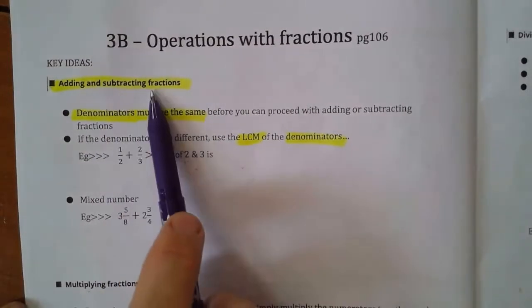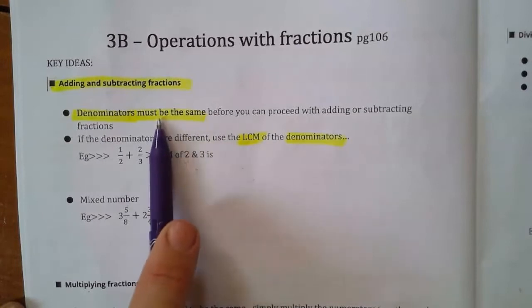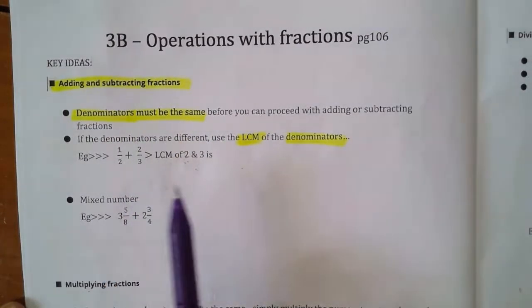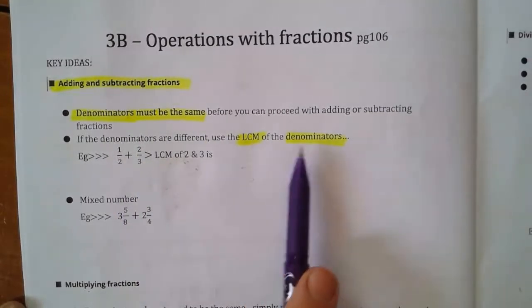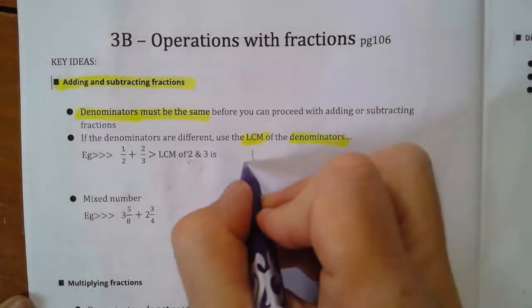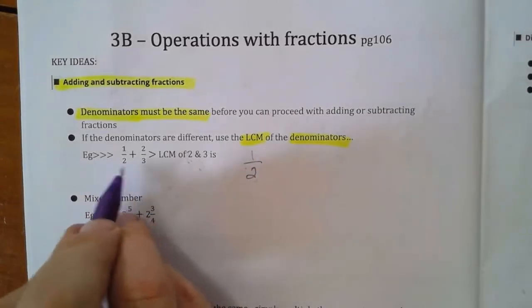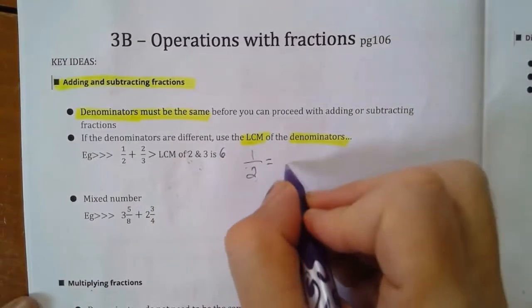All right, adding and subtracting fractions is terrific once the denominators are the same. The lower number, the denominator, must be the same before you add or subtract fractions. If they are not the same, then you use the lowest common multiple to make those denominators the same. For example, if I have 1 over 2, that's my denominator 2, the other denominator is 3, their lowest common multiple is actually 6. So how do I arrive at 6 on the bottom?